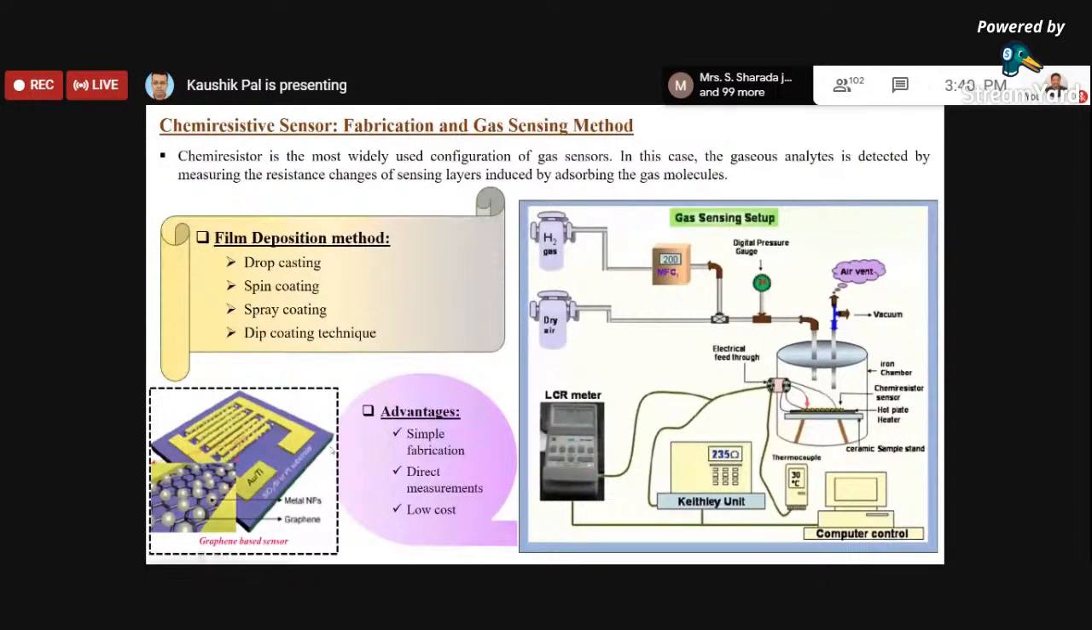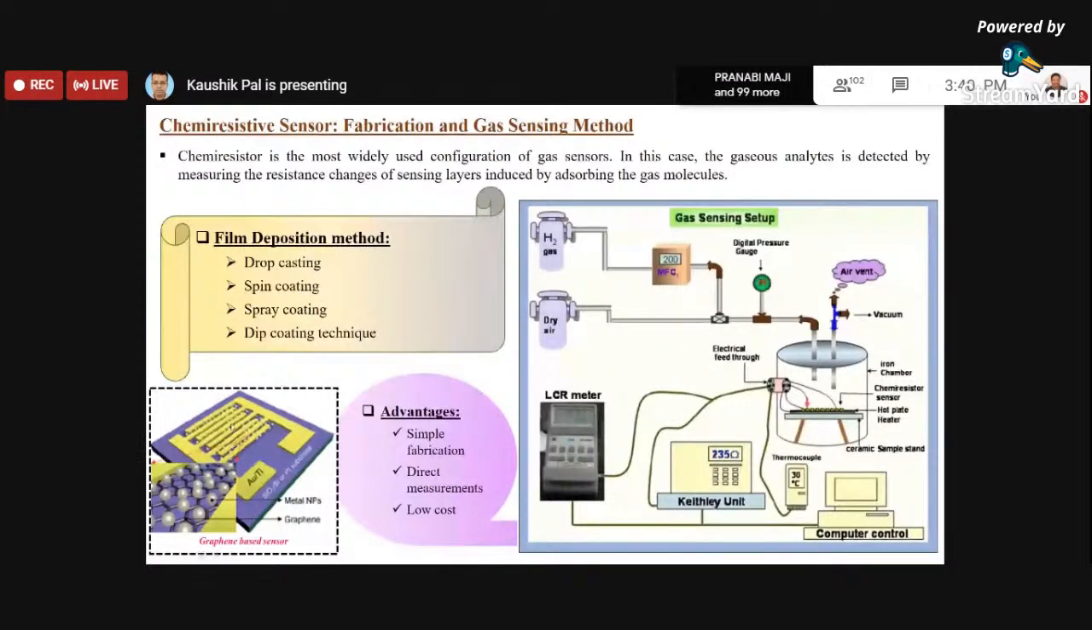So it is like a comb-like structure. Basically, film deposition methods are either drop casting, spin coating, spray coating, or dip coating. You are putting your materials. Now when you are applying a constant voltage with varying currents, what is happening is that this structure is not connecting to each other, so current will not flow. So you are not going to get any kind of resistance, or very little resistance, based on these particular materials.